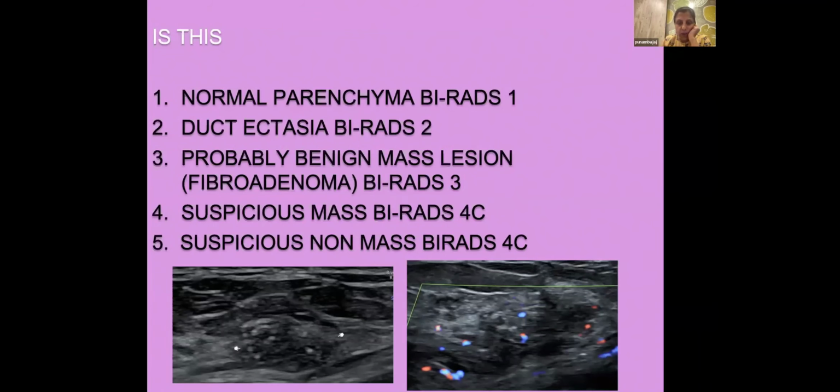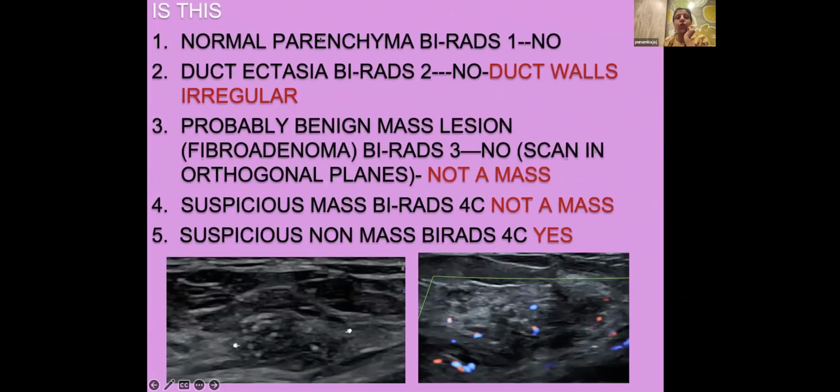All right, let's look at the answers. Okay, 75% of you got it absolutely correct. Okay, let's go through what we have here. So the first is normal parenchyma. The answer is no. Why would I mark out something? That was the indicator. There's a palpable abnormality and I've put arrowheads there. So obviously it's not normal parenchyma.